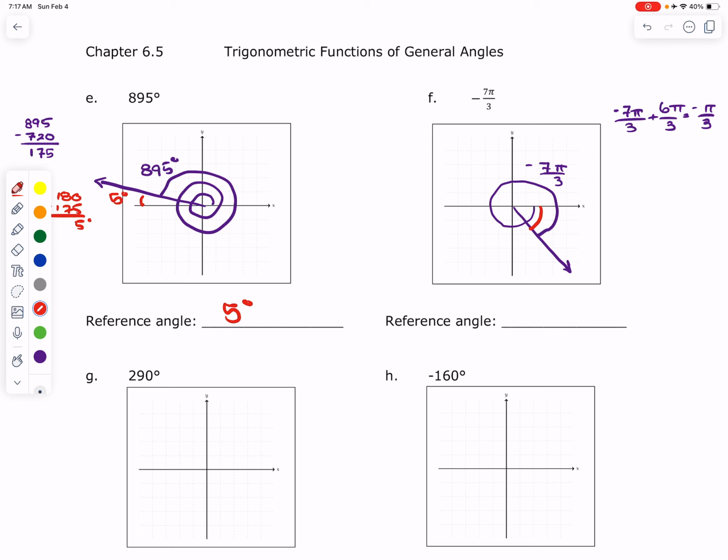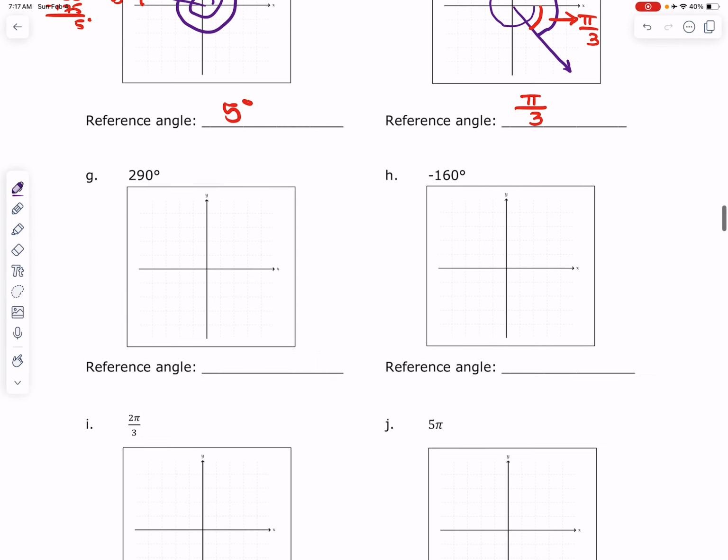So to find my reference angle, how far away I am from the x-axis, I have a reference angle of pi over 3. When we talk about the reference angles, there is no positive or negative. It doesn't matter if I am above the x-axis or below, it's still a positive reference angle.